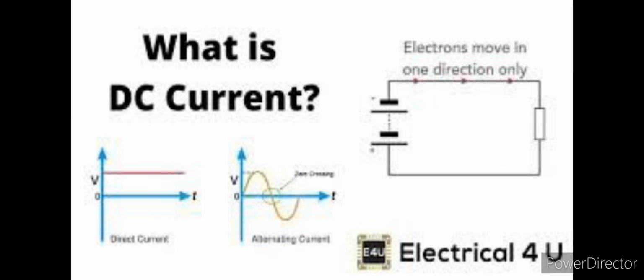Okay, so what is DC? DC I just explained, and now the key differences between AC and DC. The voltage which causes the alternating current is known as the alternating voltage. The DC voltage produces the direct current.